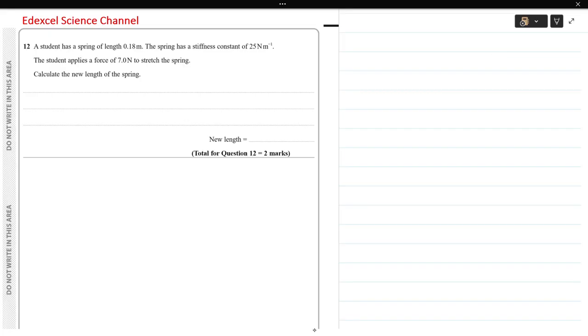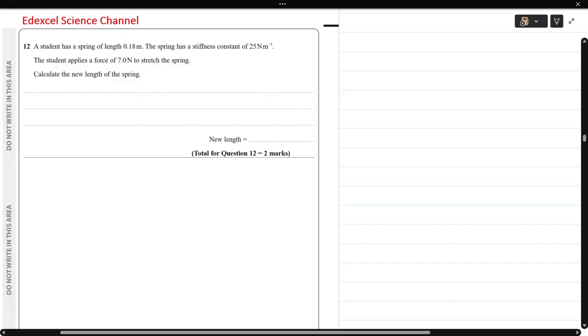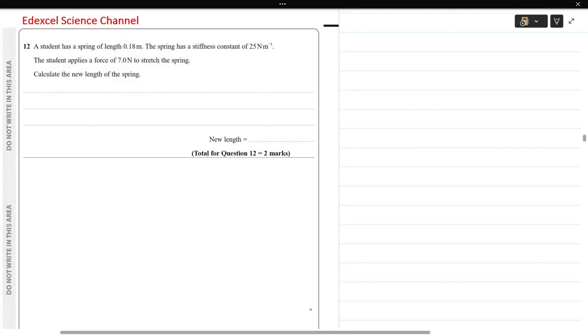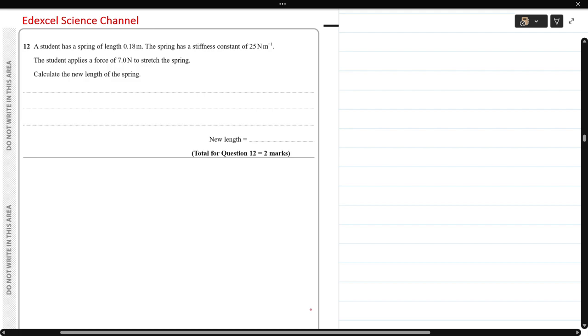Now we are at question number 12. A student has a spring of length 0.18 meters. The spring has a stiffness constant of 25 Newton per meter. The student applies a force of 7 Newton to stretch the spring. Calculate the new length of the spring.